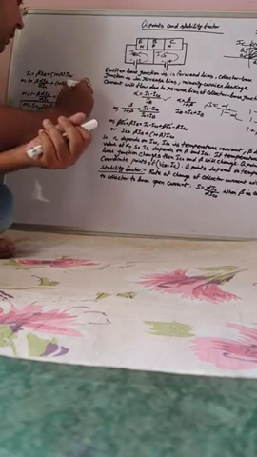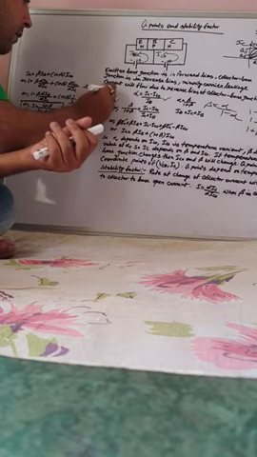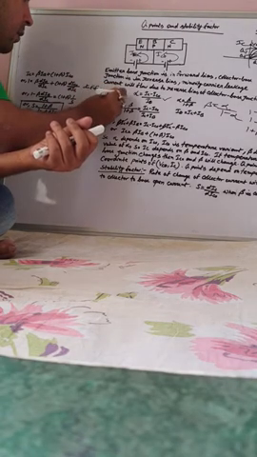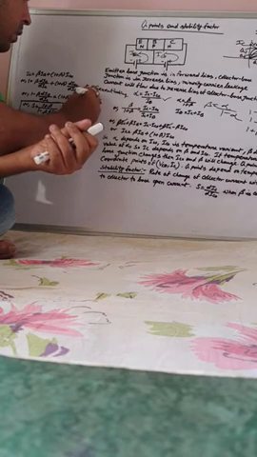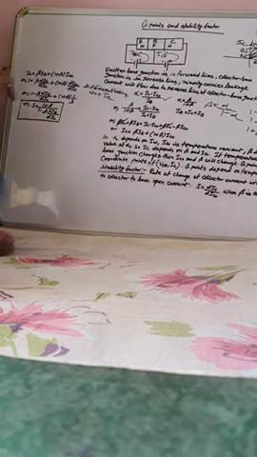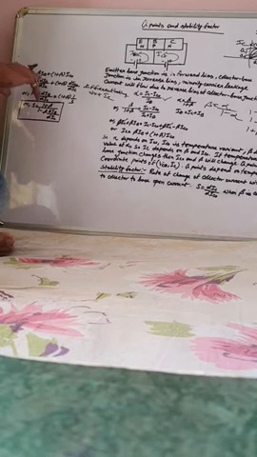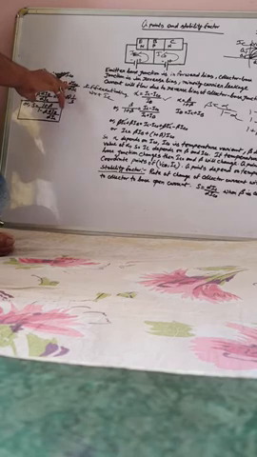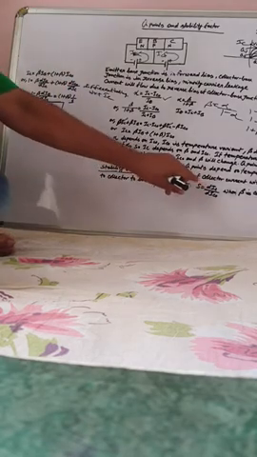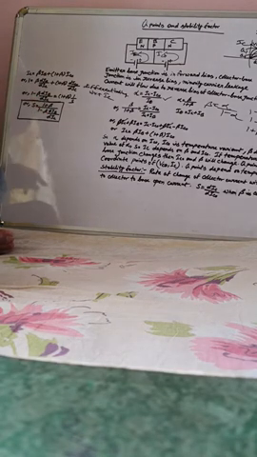Differentiating with respect to IC on both sides, we get 1 equal to beta del IB by del IC plus (1 plus beta) into del ICO by del IC. So del ICO by del IC means 1 by S. So your S is (1 plus beta) divided by (1 minus beta del IB by del IC).